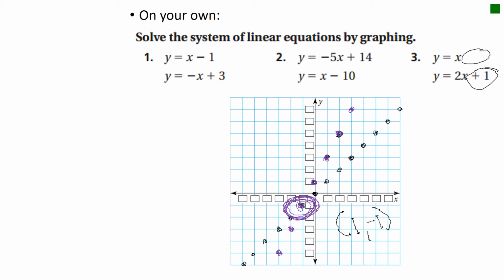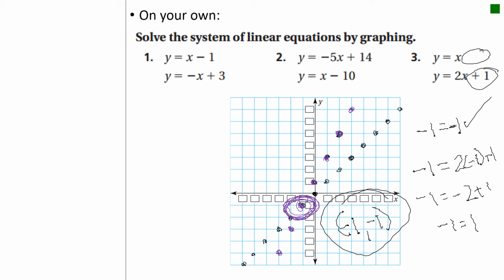Now let's go ahead and check. So does negative 1 equal 1? No, sorry, this is negative 1 because it's on the negative side. There we go. Does negative 1 equal negative 1? Yes. Good. So now negative 1 equals 2 times negative 1 plus 1. 2 times negative 1 is negative 2. Negative 2 plus 1 is negative 1. Does negative 1 equal negative 1? Yep. Our solution is negative 1, negative 1. All right. Thank you for doing your practice problems.